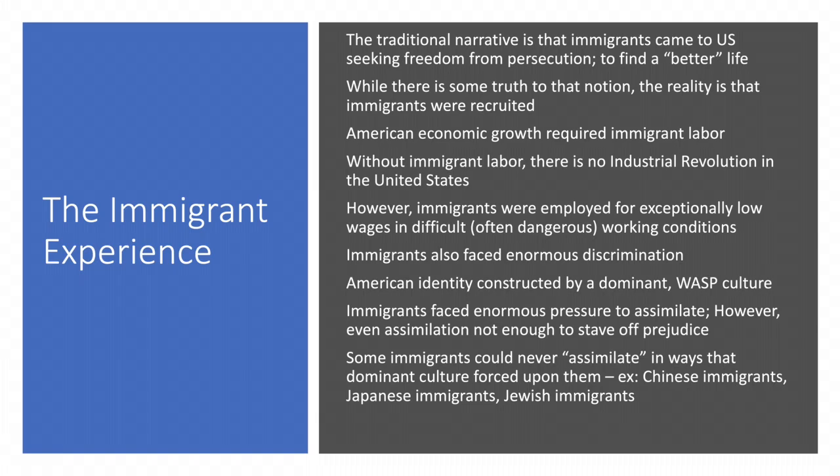Even those groups that assimilated often were still prejudiced against, because some immigrants could never assimilate, quote unquote, in ways that satisfied dominant culture. Groups like the Chinese were never going to be legally understood to be white, and therefore no matter what they did, no matter what language they spoke, no matter what religion they practiced, it would never be enough to satisfy the racist core at the heart of WASP dominant culture. The same was true for Japanese immigrants. The same was true for Jewish immigrants.